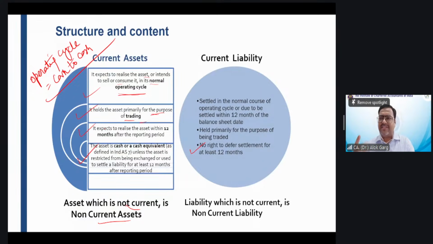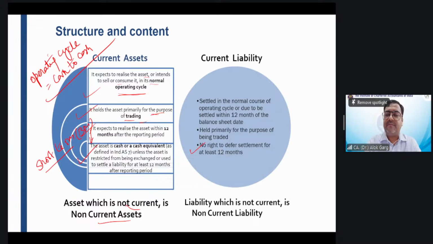The asset is cash. Cash is very simple. Cash means cash, or cash means bank balance. Okay. What is meant by cash equivalent? It means which is equivalent to cash. What is meant by equivalent to cash? Which is short term. Short term means 3 months.